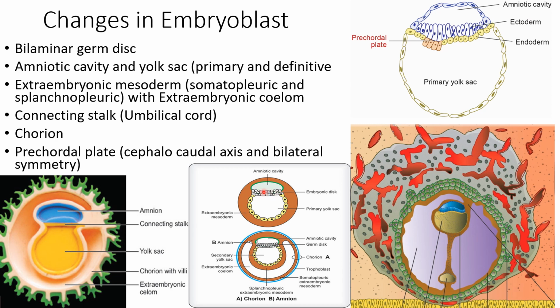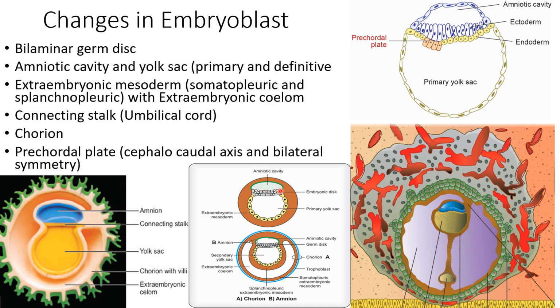The embryoblast will soon detach itself from the trophoblast, and a cavity is seen in between the embryonic pole of the trophoblast and the bilaminar germ disc. So this cavity is known as amniotic cavity. So the roof of amniotic cavity is formed by amniogenic cells derived from cytotrophoblast, and the floor is formed by the primitive ectoderm or the epiblast.